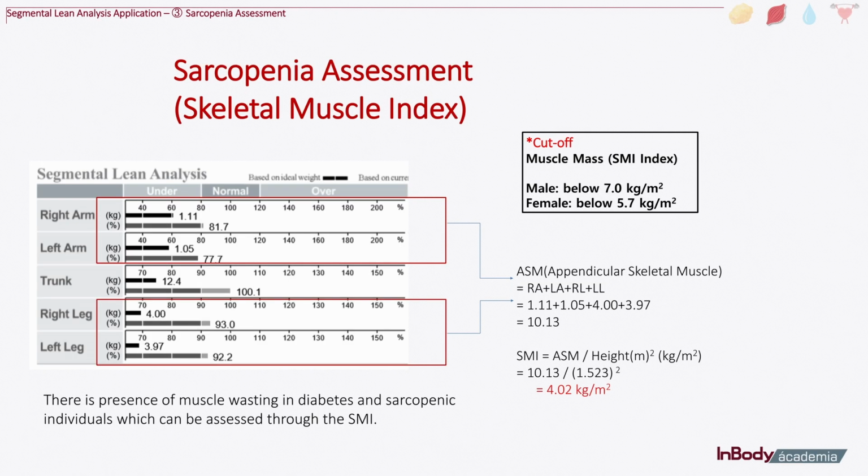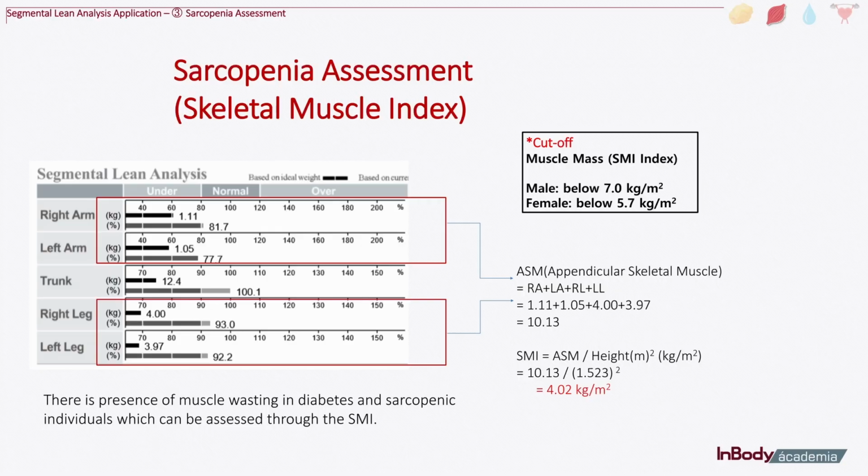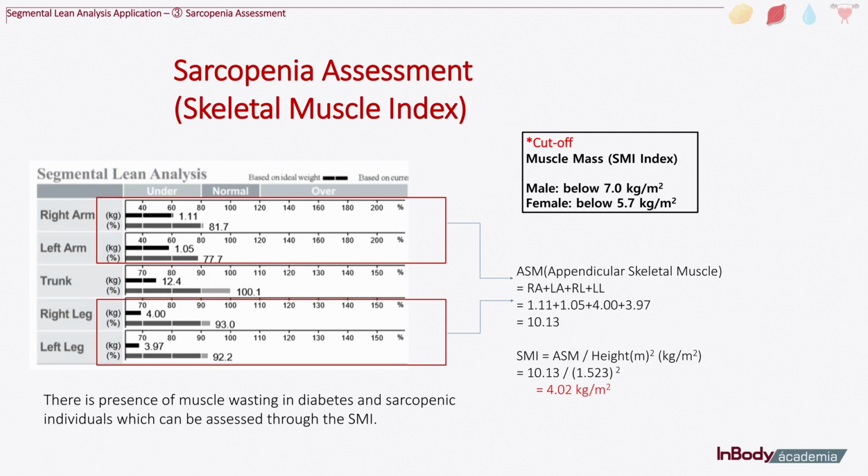So, if someone has an SMI, skeletal muscle index, below 5.7, and if she is a female, then she is sarcopenic. There is presence of muscle loss. While if a male has an SMI below 7, then again the person is sarcopenic. So in both of these cases, we need to understand that muscle loss is happening and adequate measures have to be taken to stop the muscle loss. There is a small formula through which we calculate the SMI. SMI is calculated by appendicular muscle mass divided by height squared.